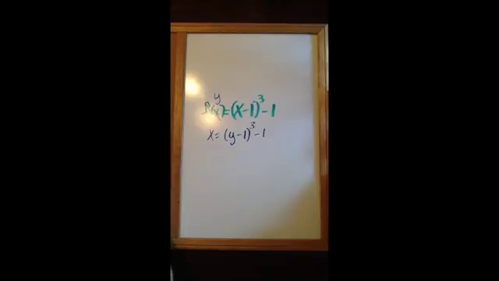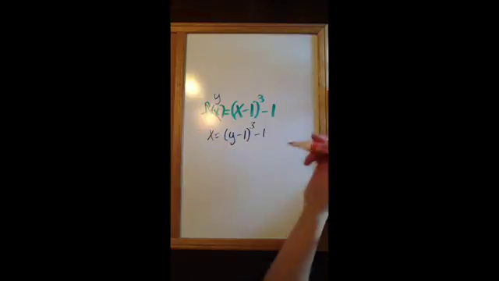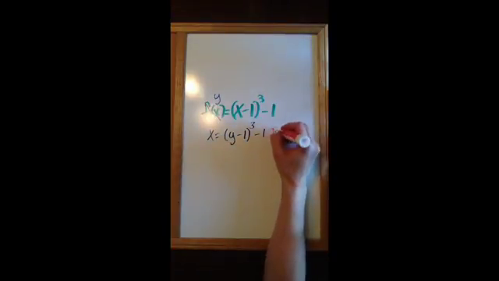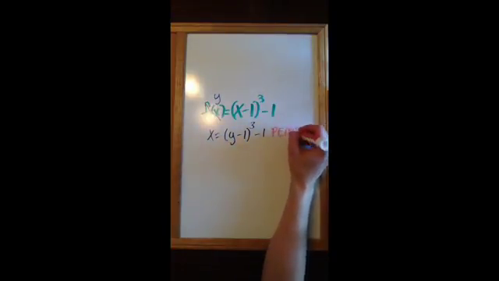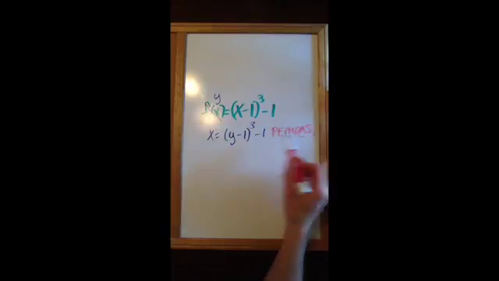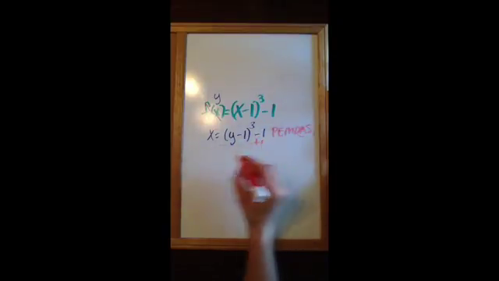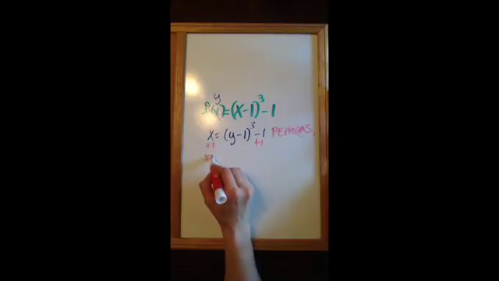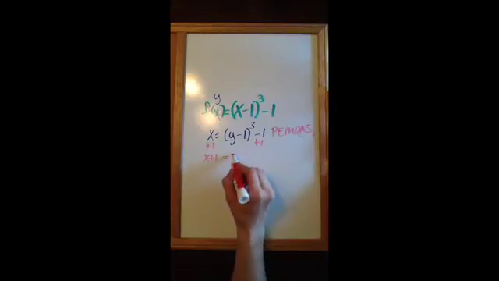Okay, so I'm going to first start by undoing the subtracting 1. Remember, we're going to do the order of operations backwards. So I'm going to start with the adding and subtracting here. So since I'm subtracting 1, I'm going to add 1. So I have x plus 1 equals (y minus 1) to the third.